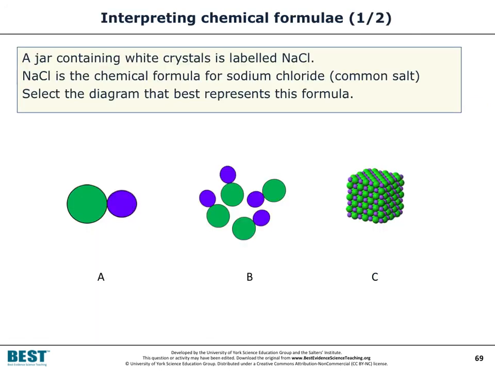And this is our final bit. We're being told we've got a jar containing white crystals and it's labelled NaCl. And NaCl is the chemical formula for sodium chloride. So we need to select the diagram that best represents this formula. If we look at what our options are, we've got 1 sodium and 1 chlorine. Now that looks like a molecule. So what we would have to decide is, sodium chloride, is it a molecular substance? Is it made up of molecules?